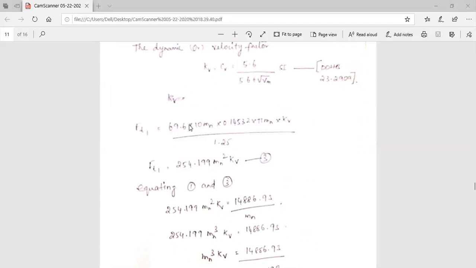So Ft1 is equal to, in terms of normal module and kV, 69.6, that is sigma naught, then face width 10 mn, and after that 1.4, that is y1, then Pn, the normal circular pitch, pi into Mn multiplied by kV divided by Cw. Substitute the values, we get Ft, the tangential tooth load by Lewis equation. So we get the value 254.11199 mn squared multiplied by kV. This is equation number 3.